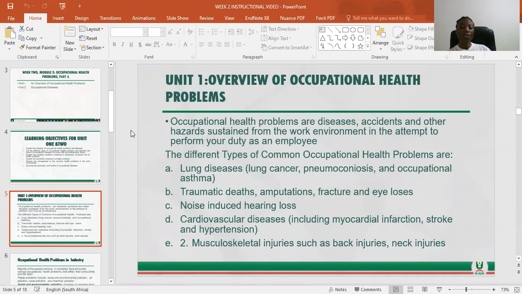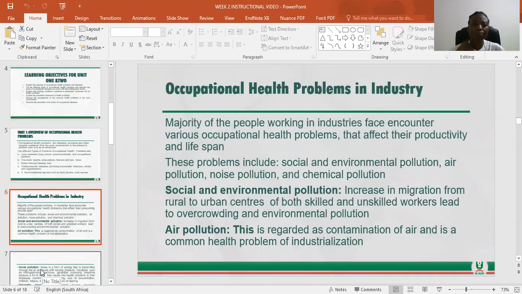We also have musculoskeletal injury. Those that are nurses can relate to this. No wonder the nursing profession taught us how to lift patients and how to bend, because at the end of the day, after your shift, you don't want to go back home and not be useful to yourself, having back pain, neck pain, and so on. So these are different forms of occupational health problems that we have. Any question?